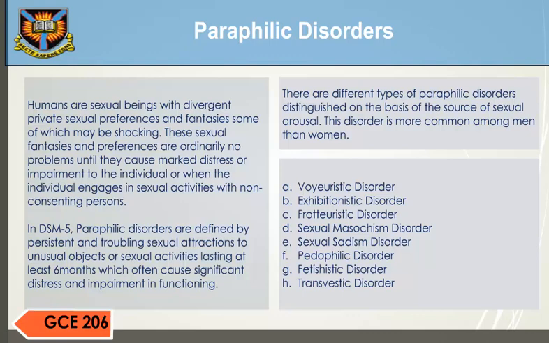In DSM-5, paraphilic disorders are defined by persistent and troubling sexual attractions to unusual objects or sexual activities lasting at least 6 months, which often cause significant distress and impairment in functioning. There are different types of paraphilic disorders distinguished on the basis of the source of sexual arousal. This disorder is more common among men than women.